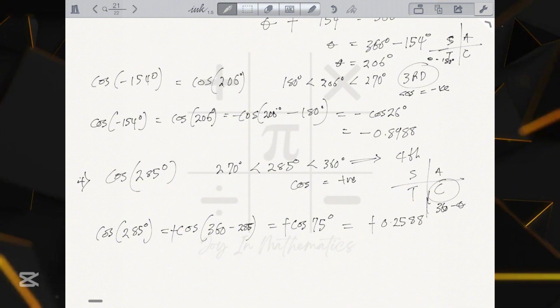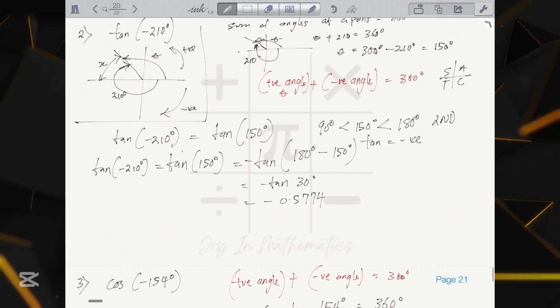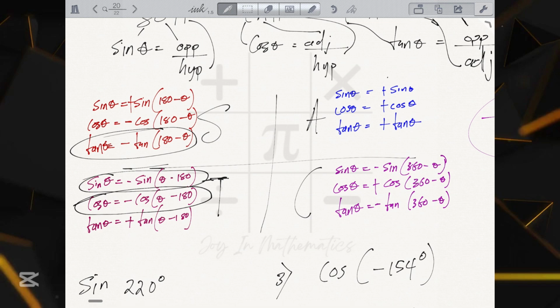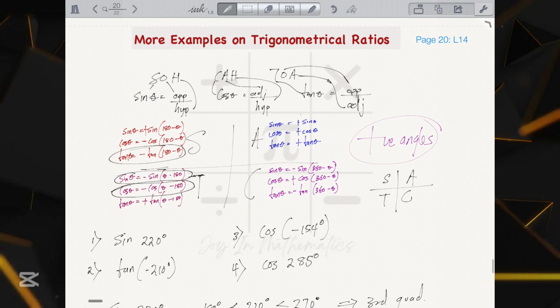and the answer for this is positive 0.2588. So all we are dealing with here is this expression, that all are positive in the first quadrant, sine is positive in the second quadrant, tan in the third quadrant, and cosine in the fourth quadrant. Now we'll take some exercises on how to evaluate trigonometrical ratios.